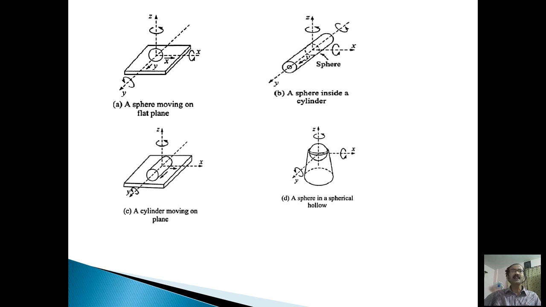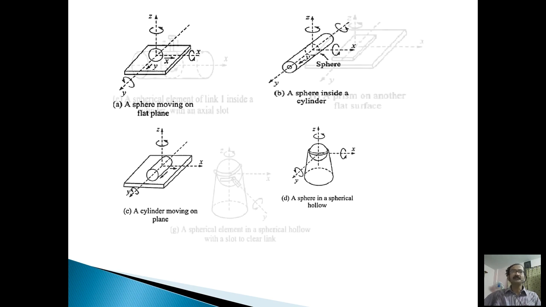In diagram D, that is a sphere in a spherical socket. So, in this case, there are 3 restraints. There are 3 restricted motions in the translatory motion and there is no restriction in the rotary motion. So, the total number of restraints is 3. So, in this case, it is in the class of pair 3 and its degree of freedom is 3.